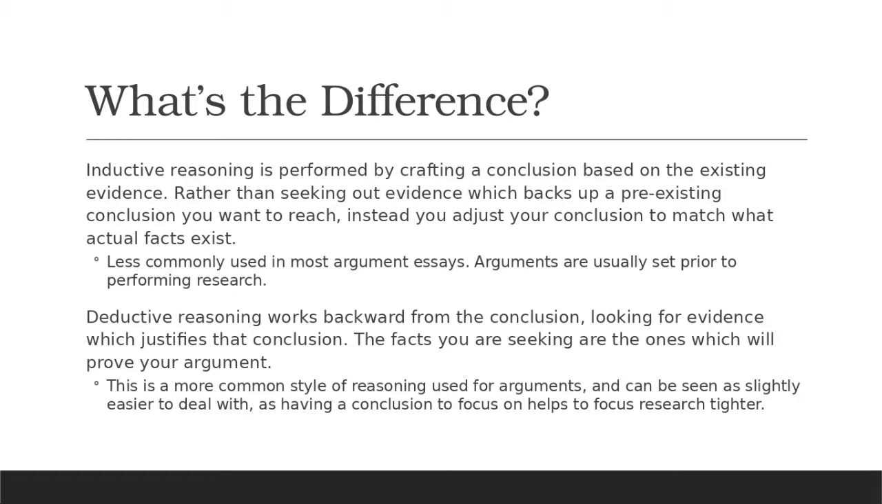Deductive reasoning works backward from the conclusion, looking for evidence which justifies that conclusion. Facts you're seeking are the ones which will prove your argument. It's a more common style of reasoning used for arguments. It can also be seen as slightly easier to deal with, as having a conclusion to focus on helps focus research tighter. So you are going to be more focused on the conclusion you want to reach and how you're going to reach that based on the research you're using.